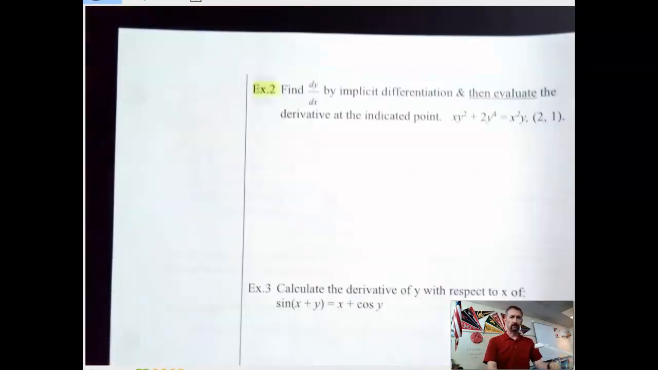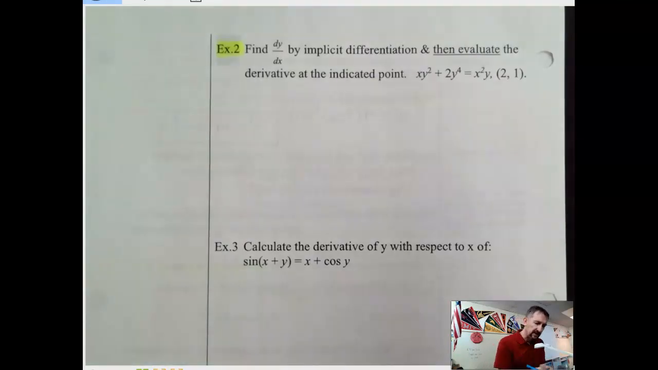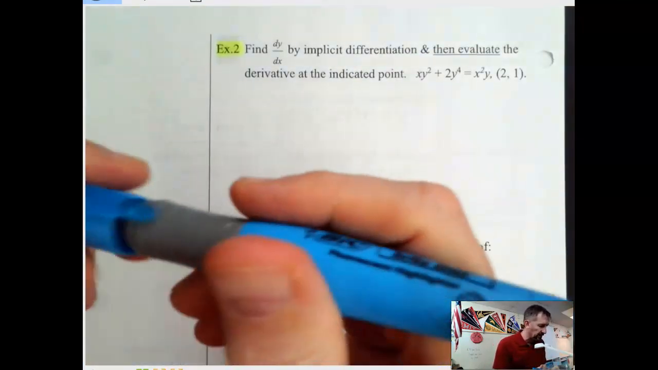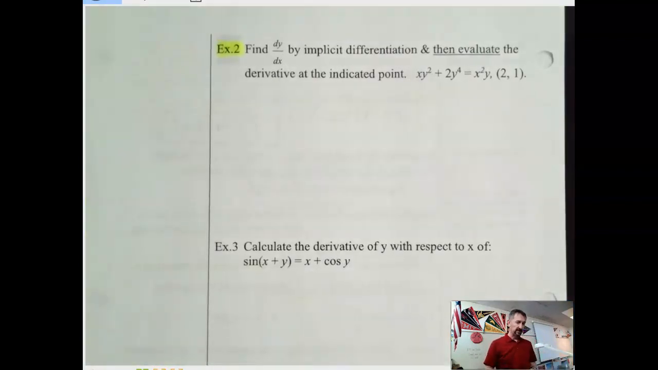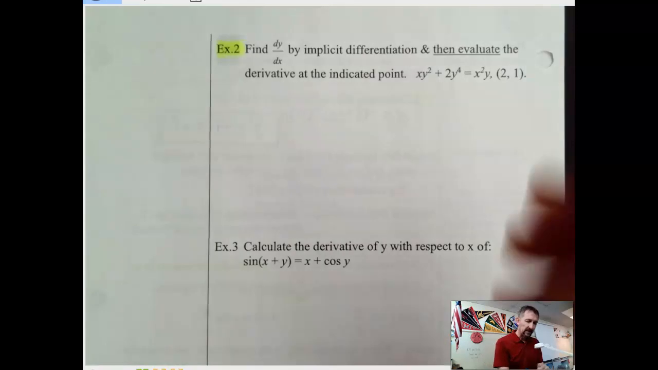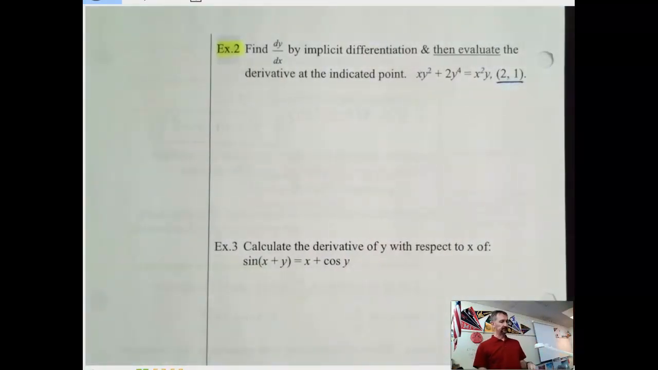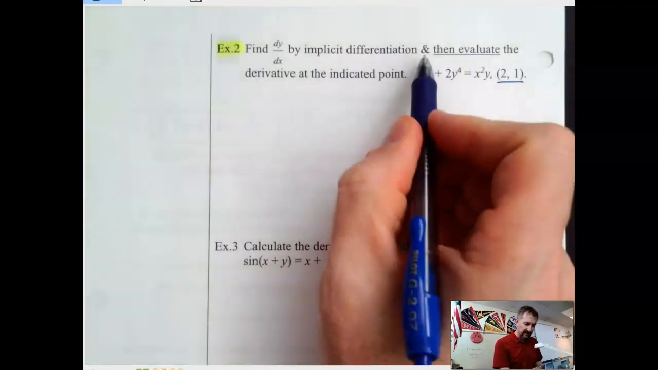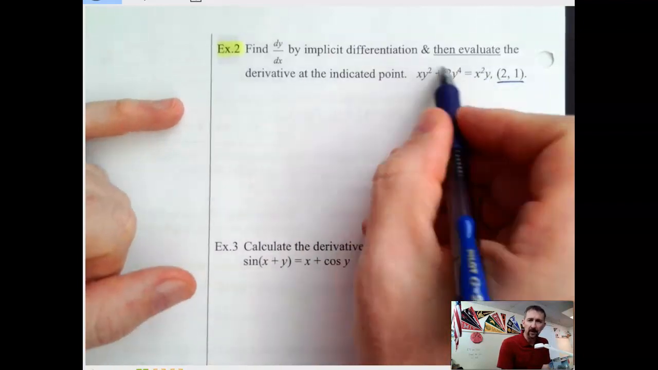All right? So again, now the key here is this question says do both. All right, so we have to do both. I was excited for a second there. I thought we were going to be able to do less work because we're going to be evaluating at this point. But it says and.